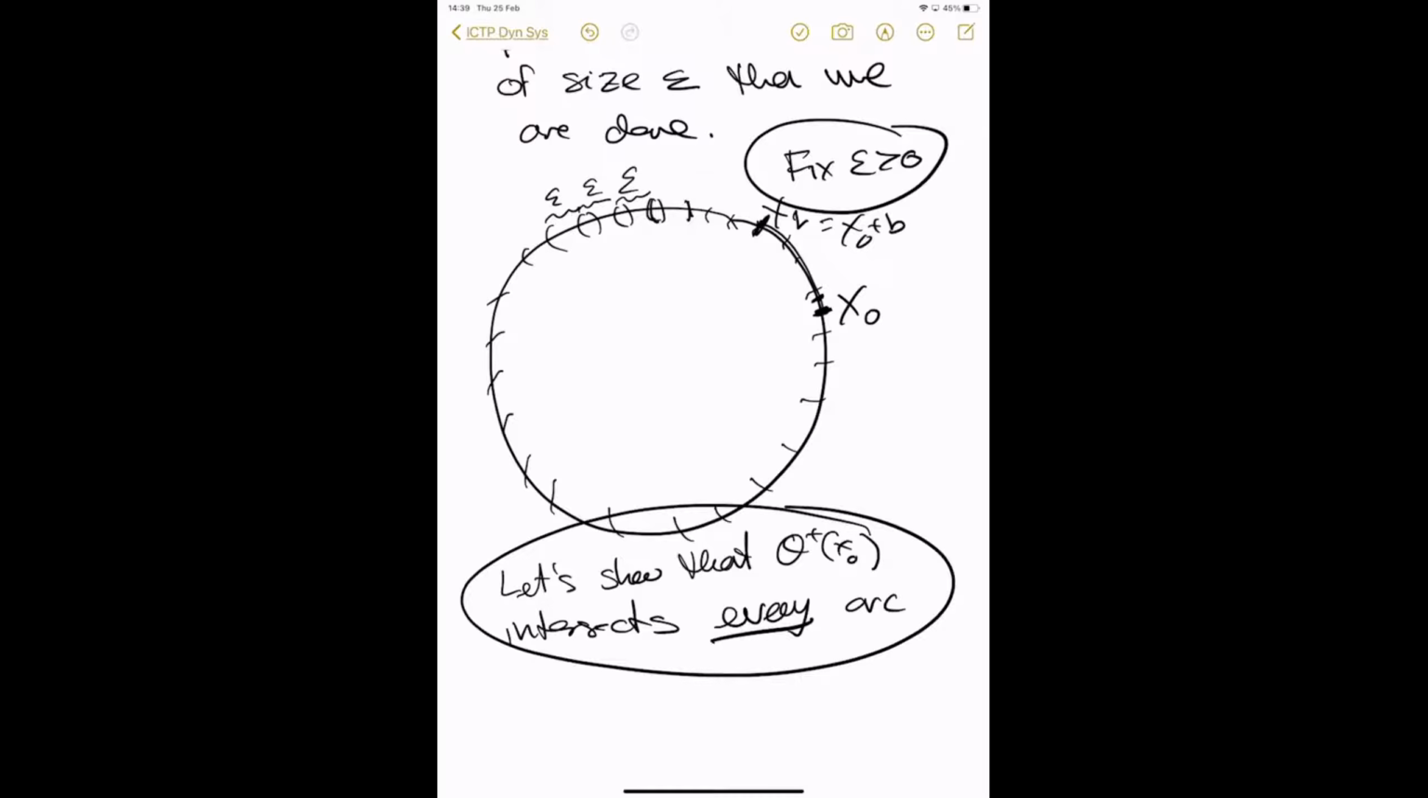Yes. We said this is R mod 1. Okay, so we want it to be smaller than epsilon. It makes sense. So how can we show?